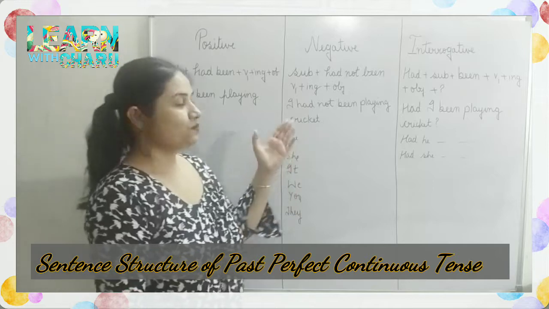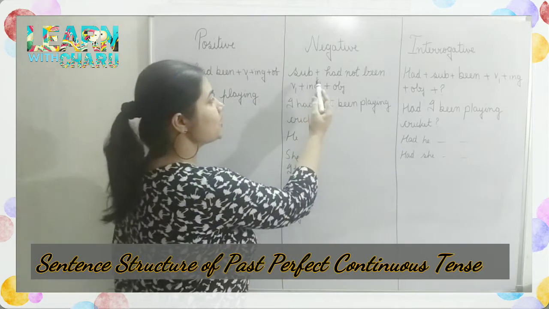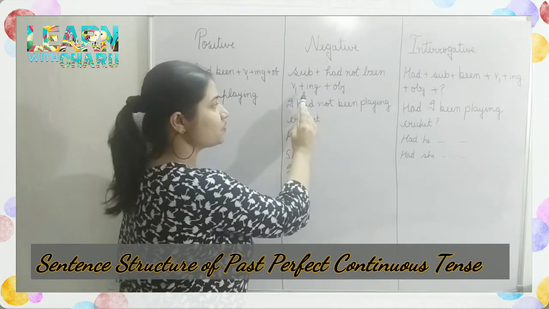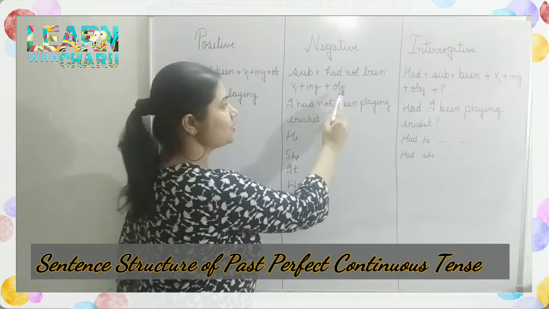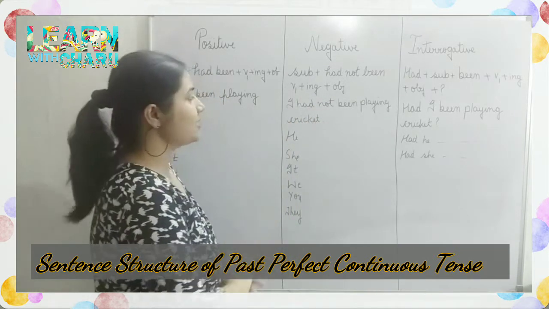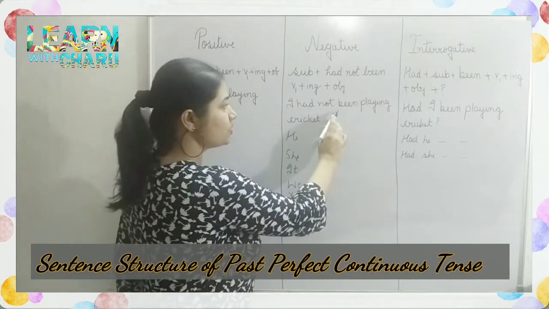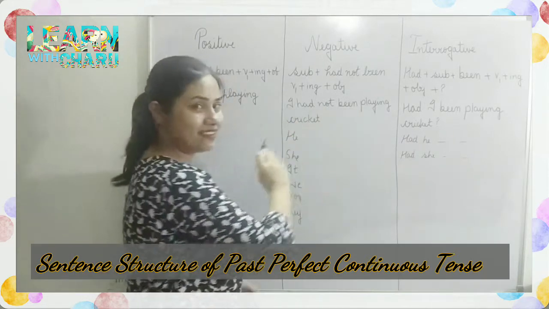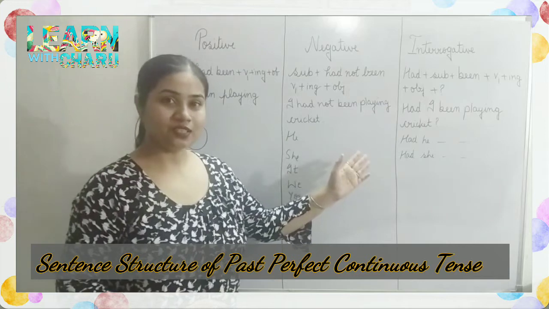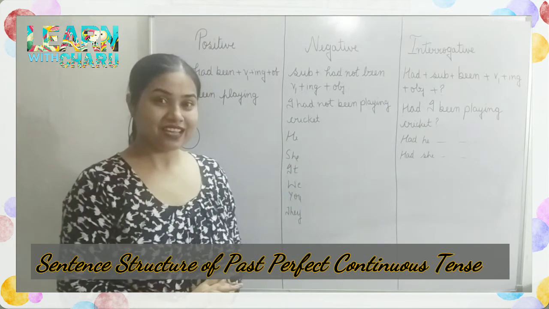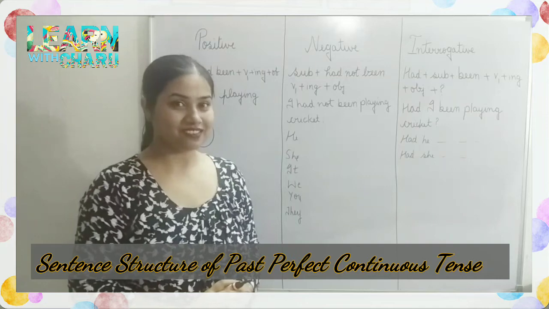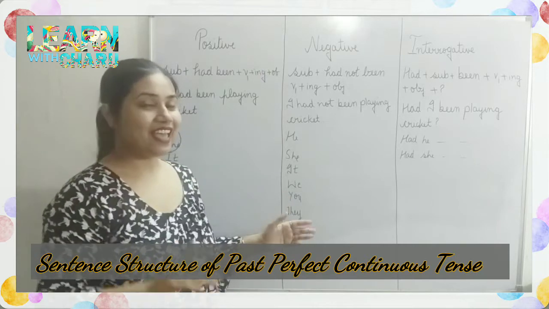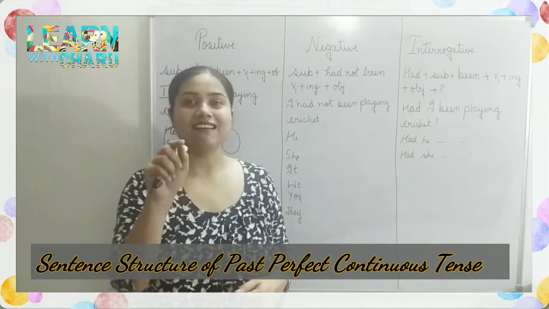Now, negative sentence. Subject plus had not been plus verb's first form plus ing plus object. For example, I had not been playing cricket. He had not been playing cricket. Now you can also make it yourself. Use she, it, we, you, they, and write down your sentence in the comment section.